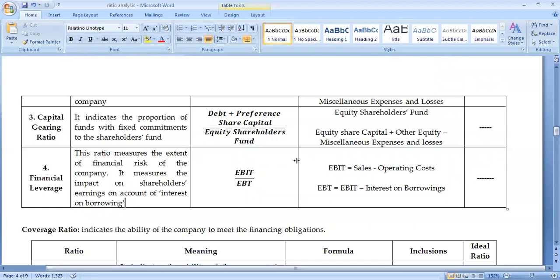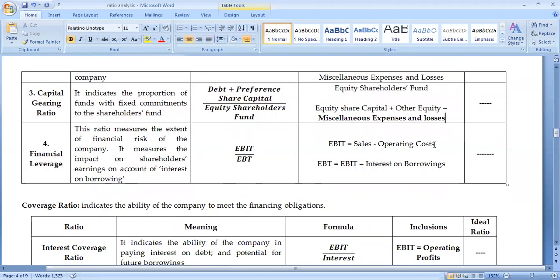So what is equity shareholders fund here? Equity shareholders fund is nothing but equity share capital plus the other equity minus miscellaneous expenses. Always remember, whenever there is a share capital, these miscellaneous expenses and the losses will be deducted. Clear? Very important to be noted down.